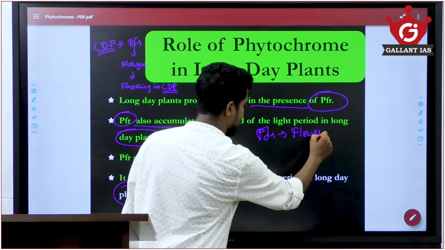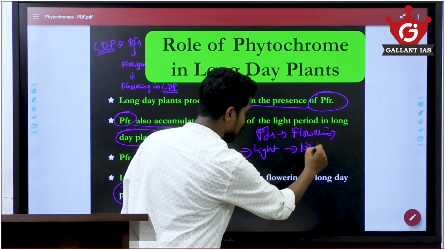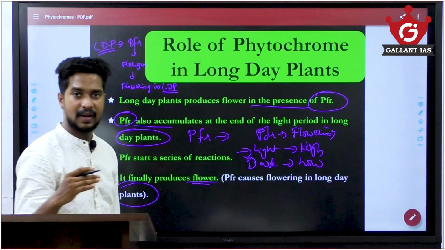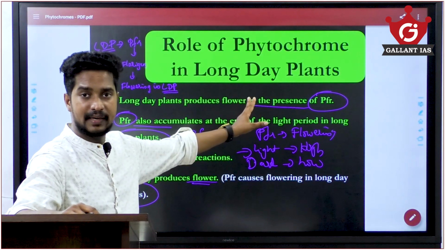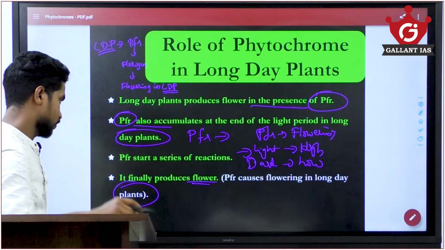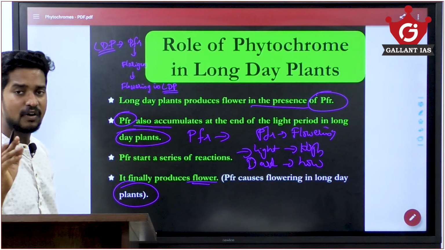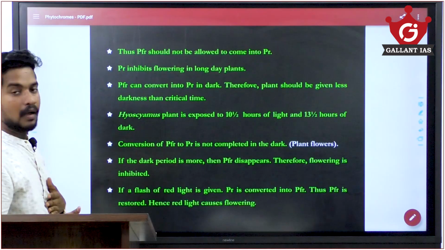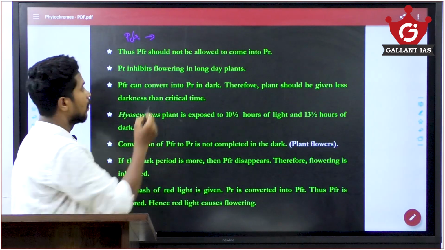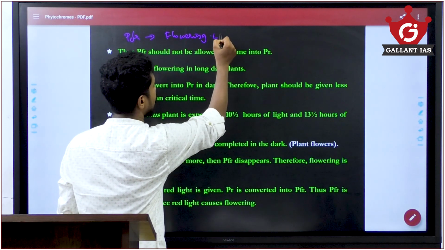Long day plants means here the light period is long and the dark period is comparatively short. And for flowering in long day plants, PFR is necessary. We already discussed that PFR helps in flowering in long day plants.